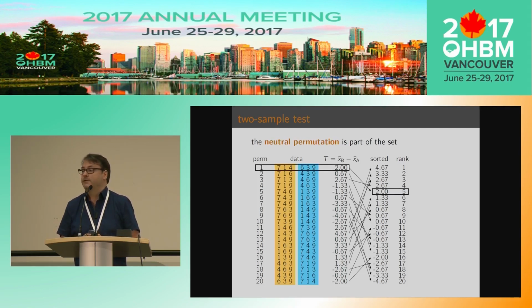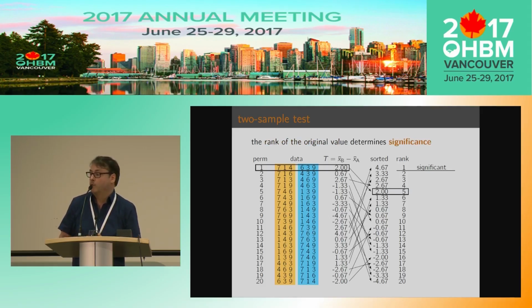Now we can decide about the significance of this test statistic value 2 in two equivalent ways. We can either say we want to have a test at a level of 5%. We have 20 permutations, which means 1 out of 20. So we can simply say it's significant if the actual value of the test statistic is the largest one and has rank 1 in the permutation set.